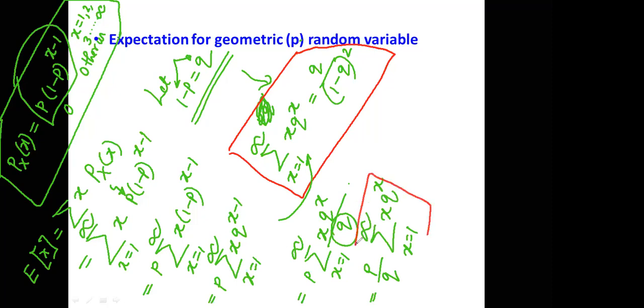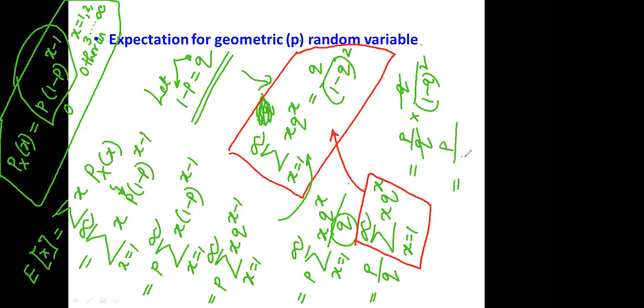Now that part actually is the value we know, isn't it? If we know the value of that part, can we say that this is equal to p divided by q into q divided by 1 minus q whole square? Can I say this one? Yes, sir. So we can cancel this q and write p divided by 1 minus q whole square.